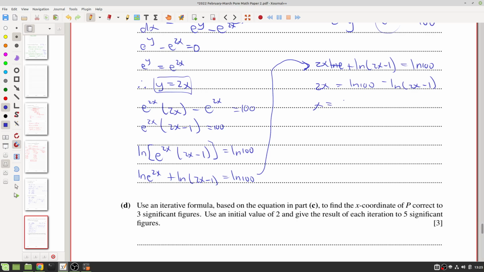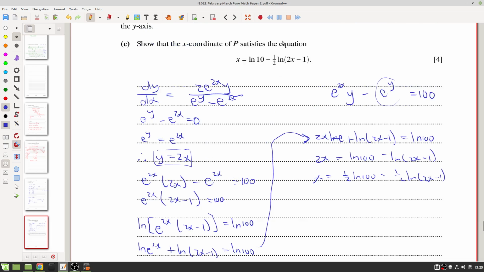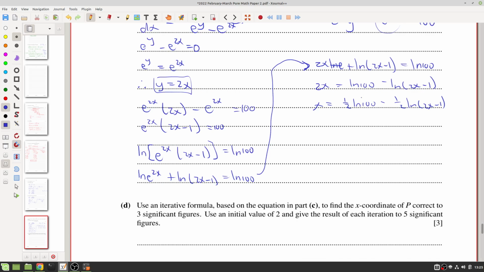So x equals a half of ln 100 minus half of ln 2x minus 1. Okay, that's looking pretty good so far. And now basically just one more step. I'll do it in 2 for this one. So here let's move the coefficient back to an exponent. Leave this one as it is because that's already correct. And then finally that gives us 100 to the power half is 10. So ln 10 minus a half ln 2x minus 1.